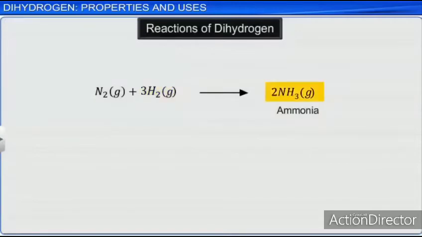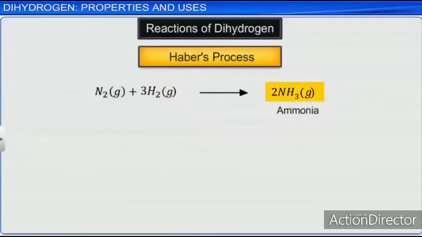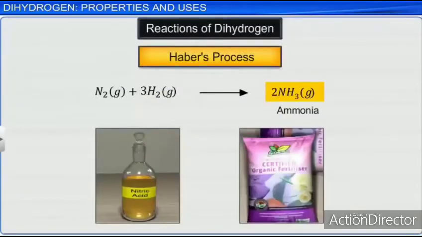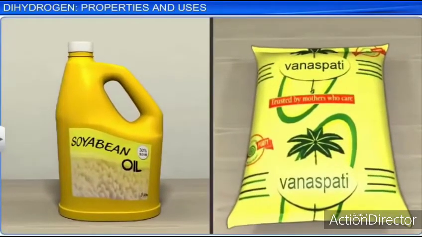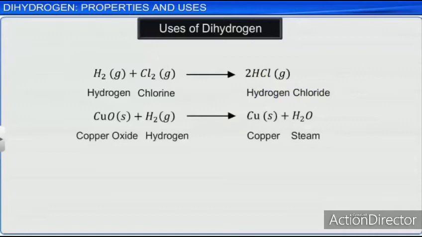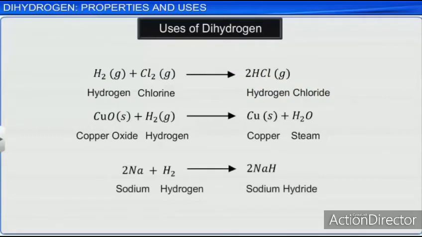Dihydrogen is also used in the synthesis of ammonia by Haber's process to manufacture nitric acid and nitrogenous fertilizers. Dihydrogen is used in the manufacture of vanaspati. Here, vegetable oils such as soybean are hydrogenated to obtain vanaspati. Commercially, it is used in the preparation of hydrogen chloride, as a reducing agent to reduce metal oxides into their respective metals, and also in the manufacture of metal hydrides.